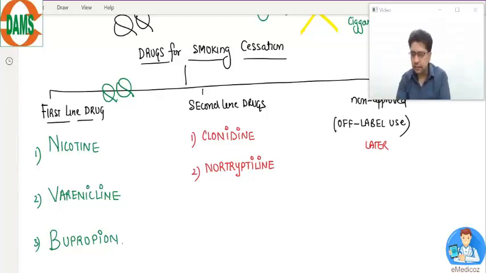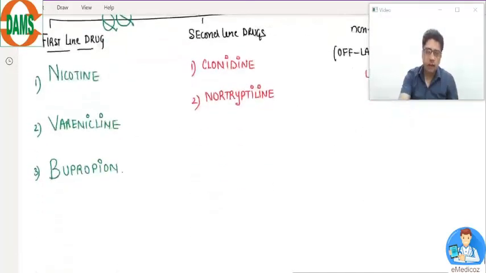Non-approved drugs, I will tell you later on. Just leave the space here, because no one will ask you about off-label use drugs, non-approved drugs. So just leave the space here. We will fill that space later on.